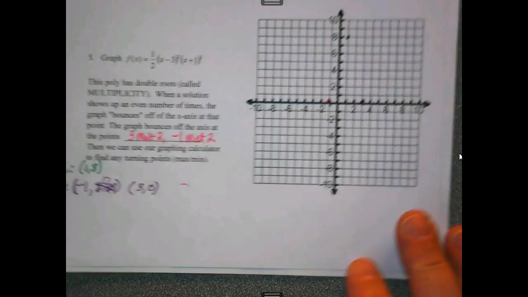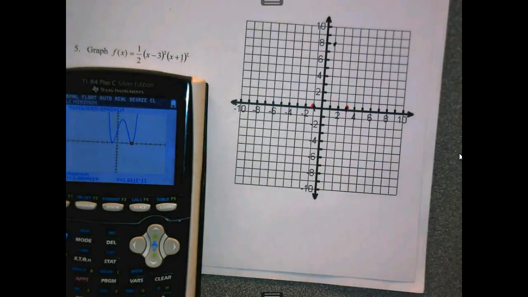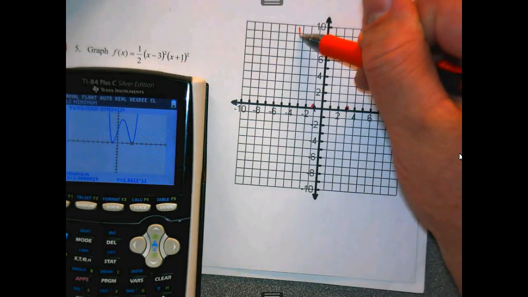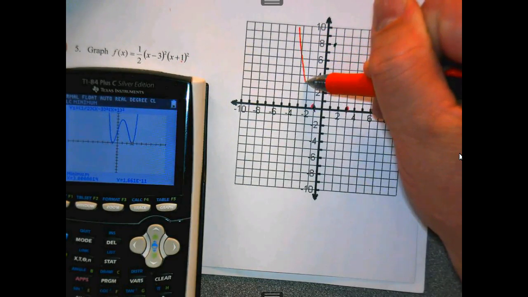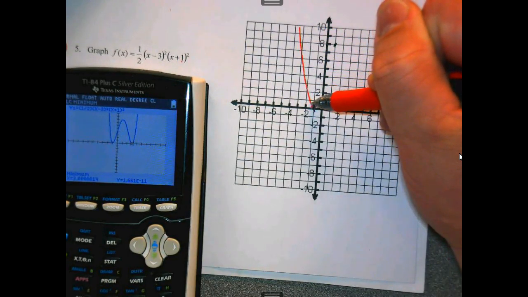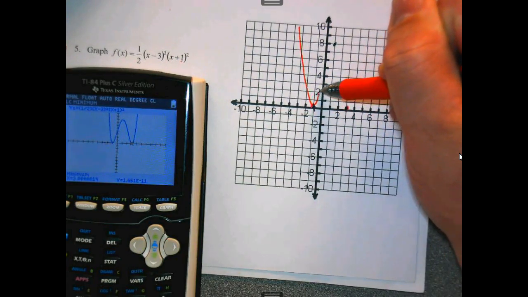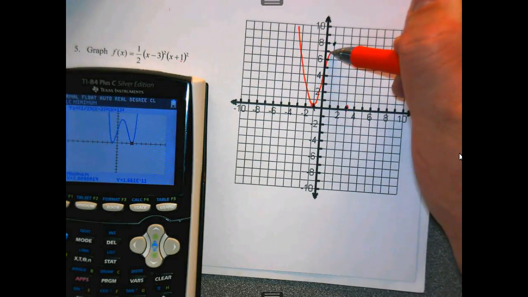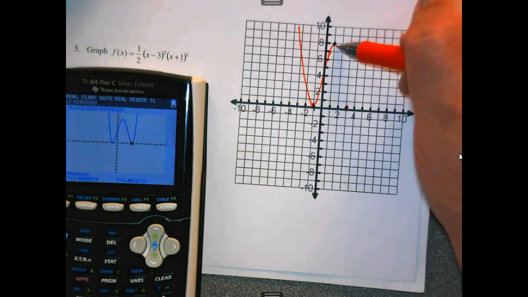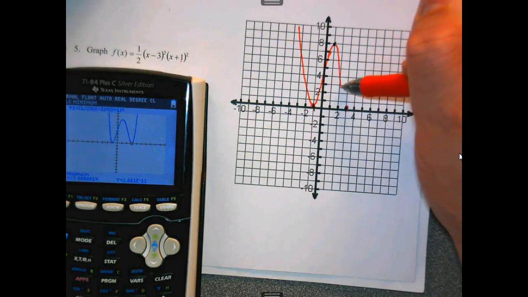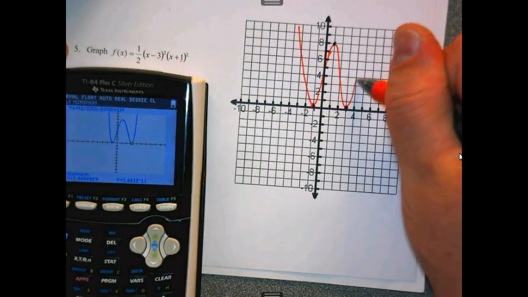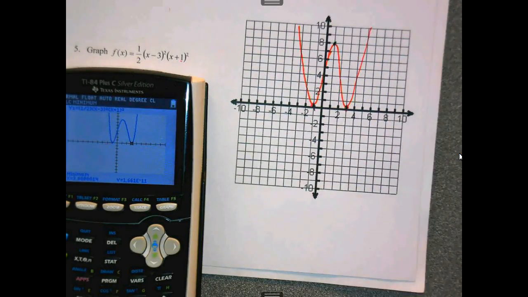Okay. Let's see if we can graph it. So it's coming from positive infinity. It's going to hit my first 0 at -1, bounce. So it's going to turn my graph, turning point, back up to my maximum at 1, 8. Turn it back down to my other minimum at 3, 0. Turn it back up, and there's my graph.